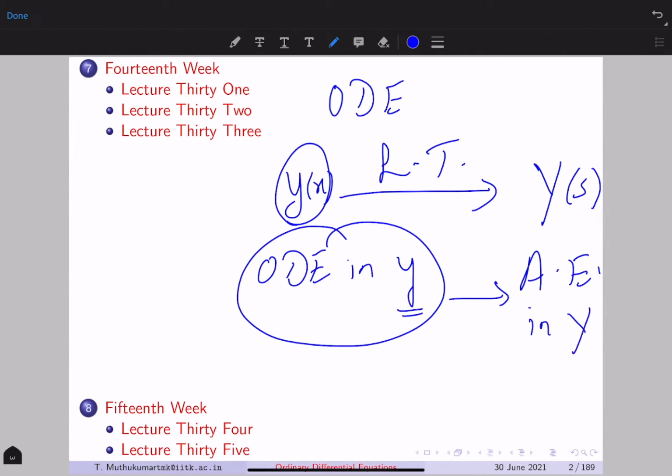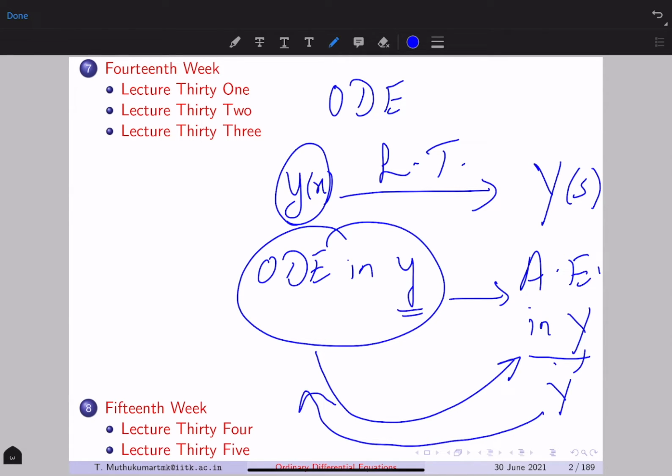in capital Y. So basically, to solve an ODE, you use the Laplace transform and then you have an algebraic equation in Y. Then you solve for Y, and then you take the inverse Laplace transform, and what you get is the resulting y, which will be the solution to this ODE.